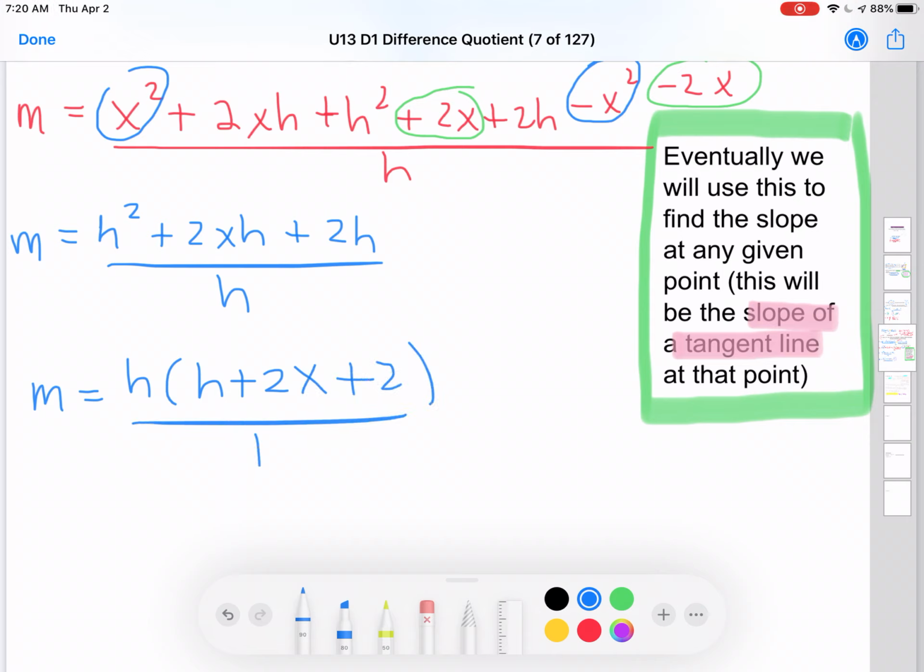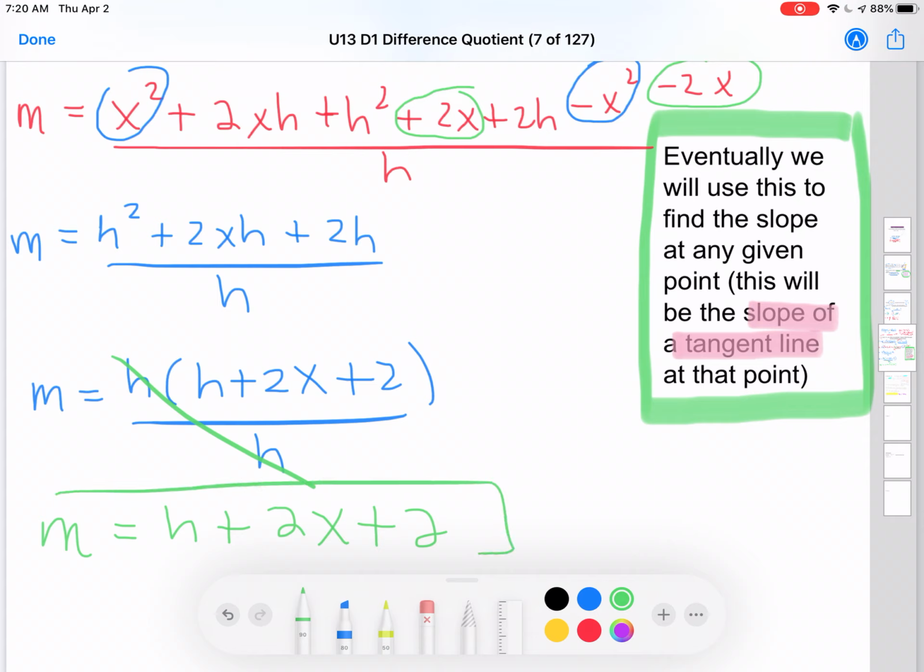This is just one way to do it. And now your h's are gone. And this guy is called my slope machine. Notice that there's not a value this time. That's because the slope is not the same throughout, like the linear function that we just did.